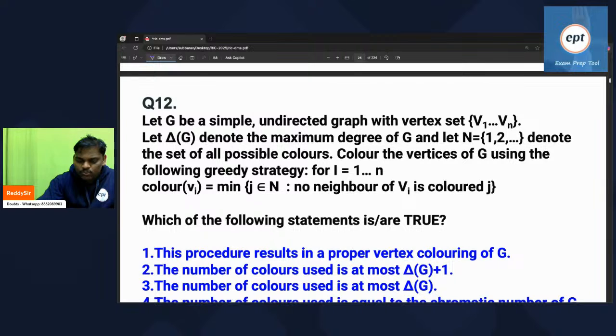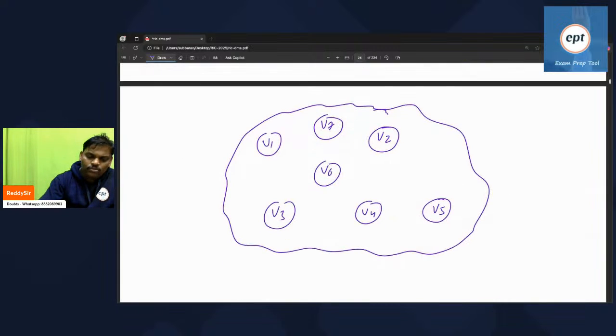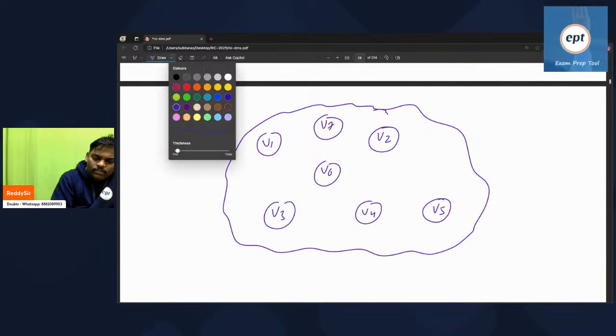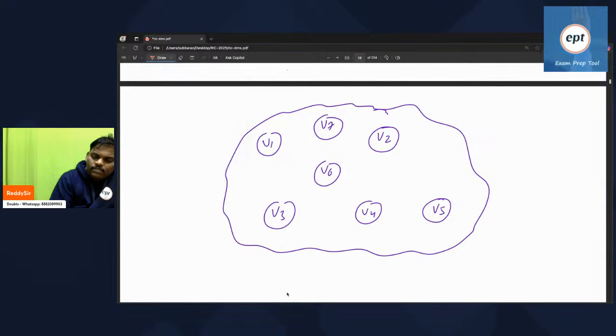Color the vertices of G using the following greedy strategy. For i equal to 1 to n, take the first vertex, i equal to 1. You can assign any minimum color if the neighbors don't have that. I will go to the first vertex. The first vertex is not colored, so you can take the minimum color. I will take color C1.